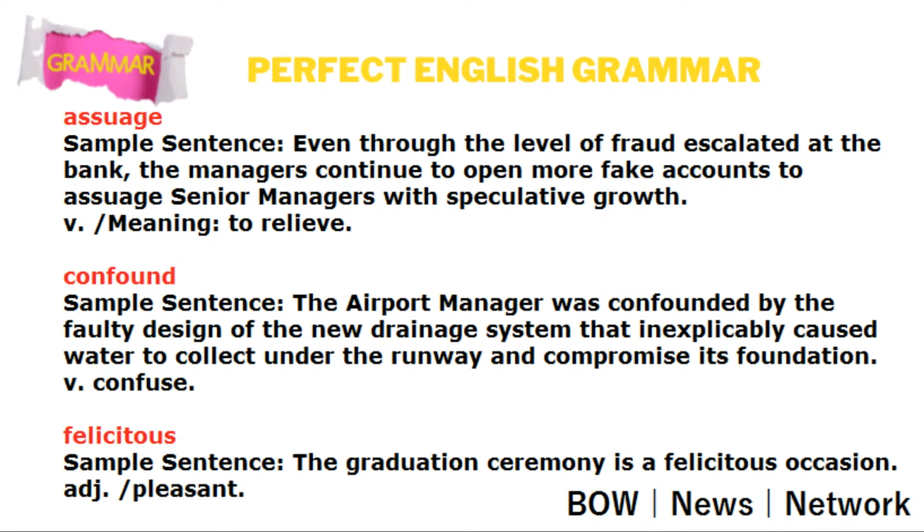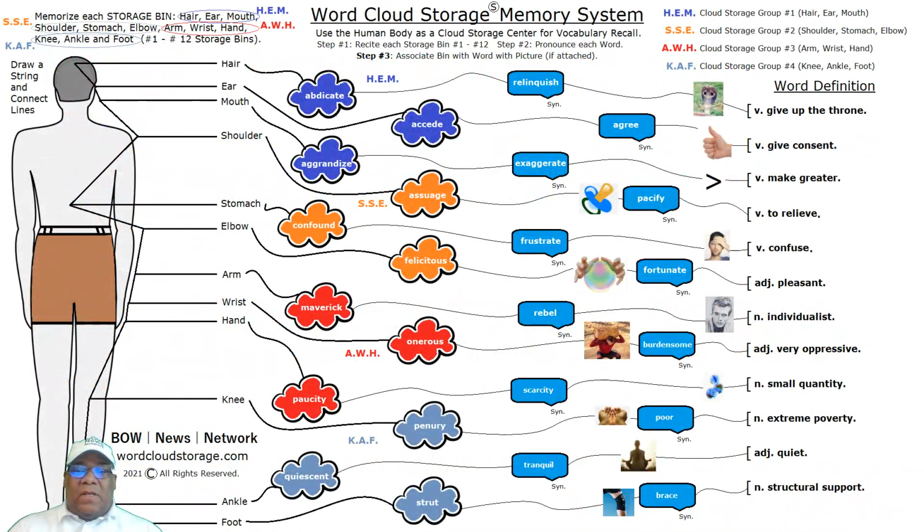And then our next set of words that we're looking at would be maverick, onerous, and paucity in a red group. We see there that maverick is a rebel. We do have a sketch of James Dean, famous actor, and noun meaning individualist. Let's see how it's actually used in a sentence here.